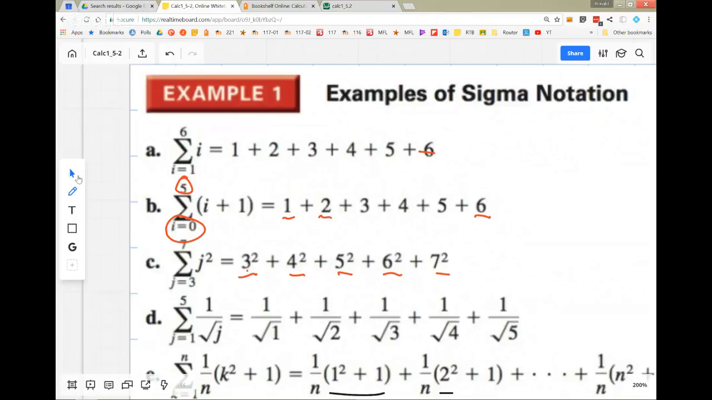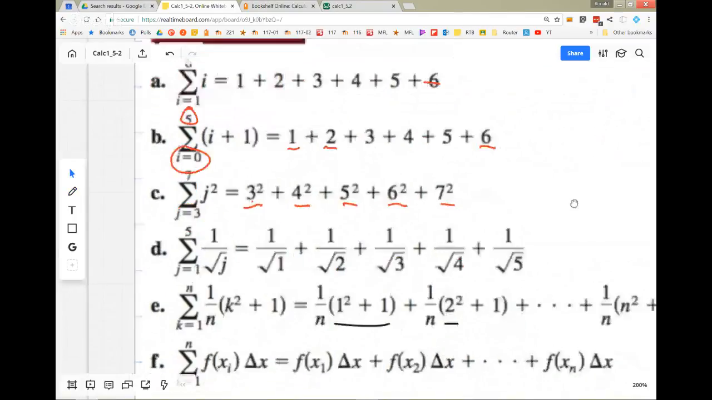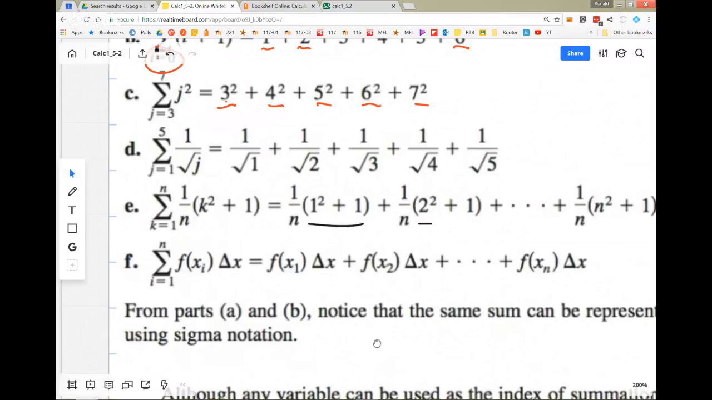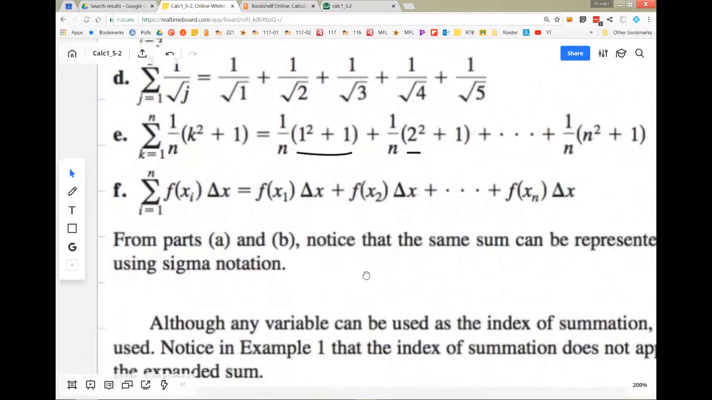Sometimes you're going to see this in fraction form, like you see in part D. j starts off at 1 and ends at 5. So you've got 1 over the square root of 1 plus 1 over the square root of 2, all the way up to 1 over the square root of 5. Let's go down to F. I wanted to show you an important concept there.